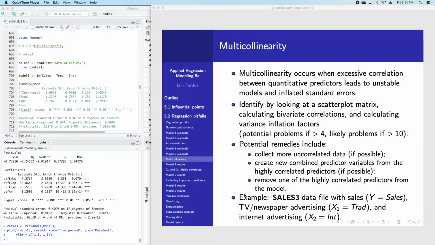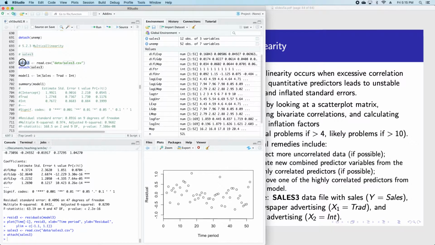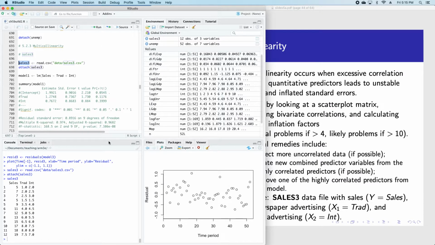Okay, so let's look at some data. We've actually looked at this data before. This is some data where we're looking at sales, and that's our response variable. Then we've got two potential predictor variables. X1 is a measure of the amount of money that's been spent on traditional forms of advertising on television or in the newspaper, and X2 is measuring the amount of money that's been spent on internet advertising. I've got that data queued up here in R. We could take a quick look at it. So here's the data. It's not a huge data set.